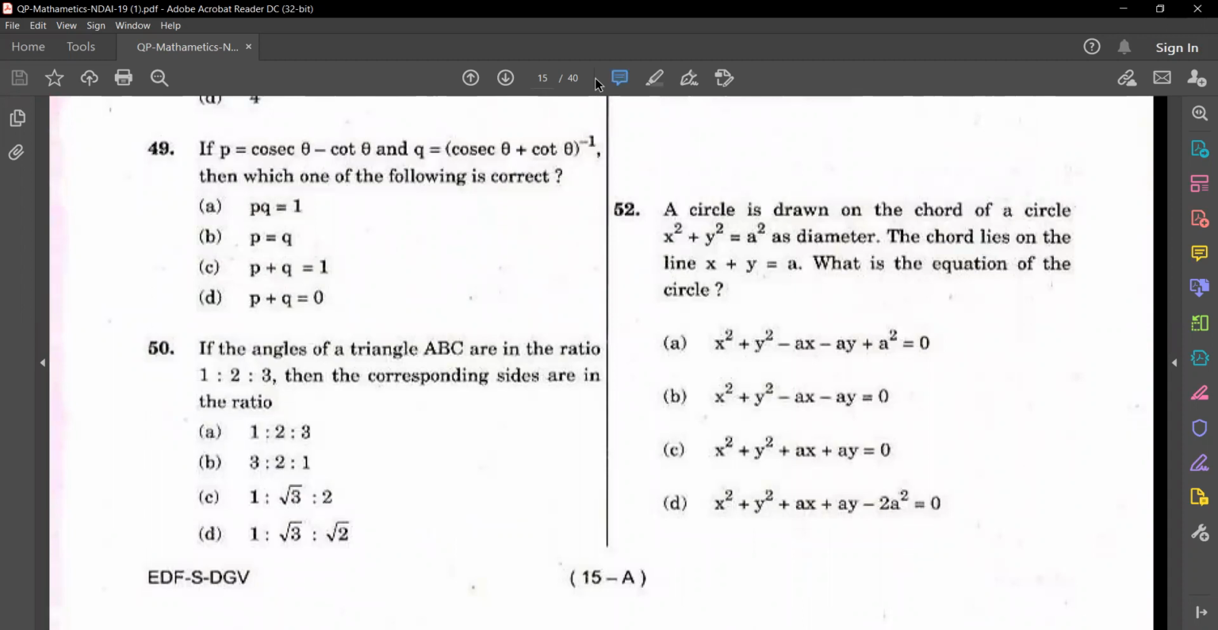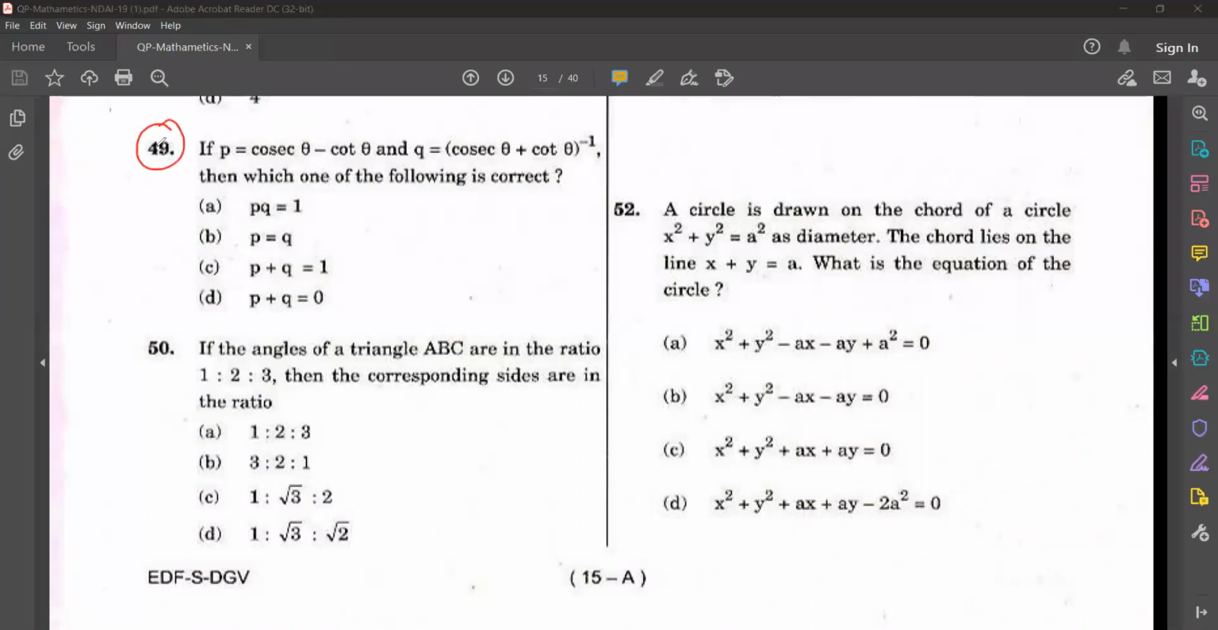Question number 49. If P is equal to cosec theta minus cot theta, Q is equal to (cosec theta plus cot theta) the whole raised to minus 1, then which of the following is correct? PQ is equal to 1, P is equal to Q, P plus Q is equal to 1, P plus Q is equal to 0. So just check which is the correct answer. I'll give you 1 minute. Try doing this question. Once you get the answer, please comment your answers.